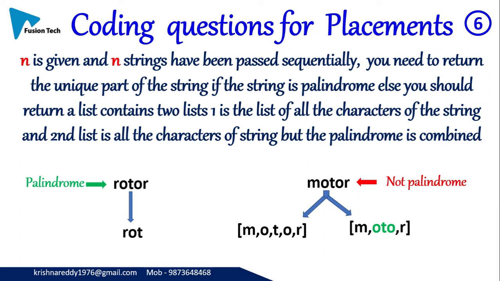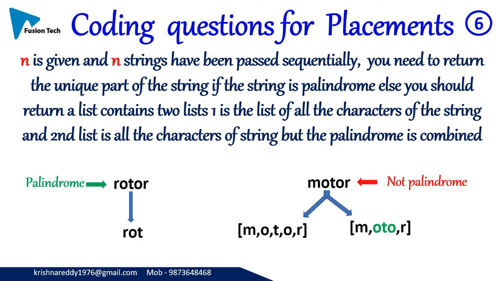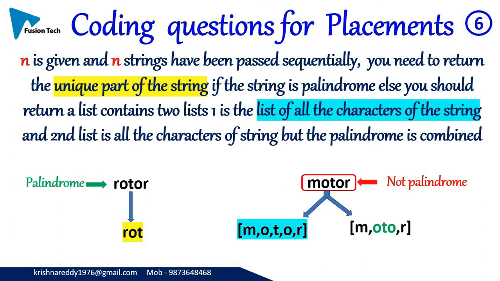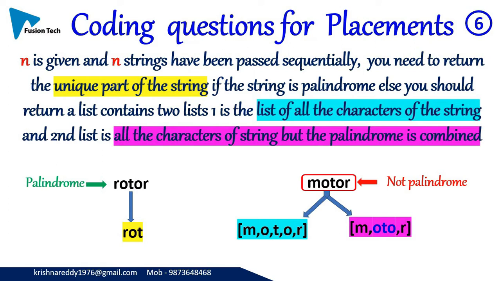Today I am handling coding questions. In this question, they have given us two strings. We have to pass one by one and tell whether the string is palindrome or not. If the string is palindrome, then we have to return the unique part of the string. If the string is not palindrome, then we make two lists. One is a list of all the characters of the string, and the second list is all the characters of the string but with the palindrome combined.